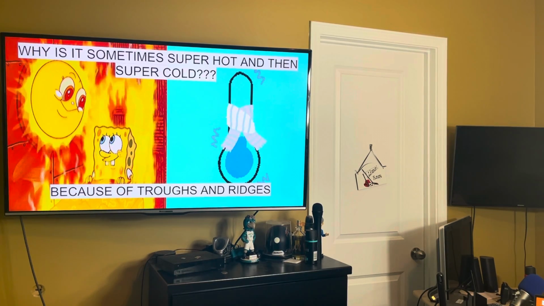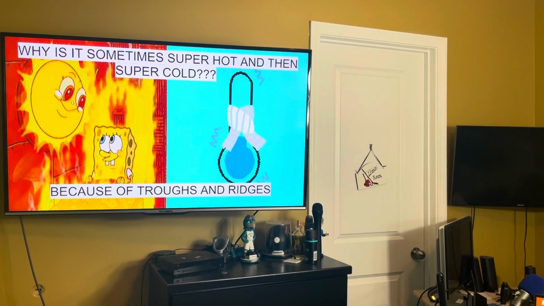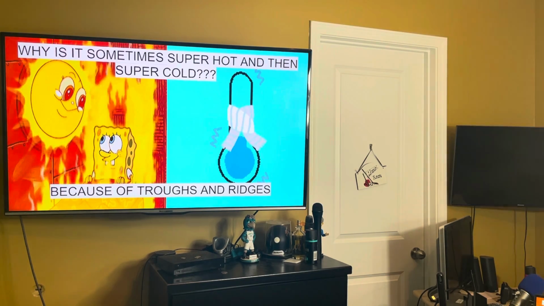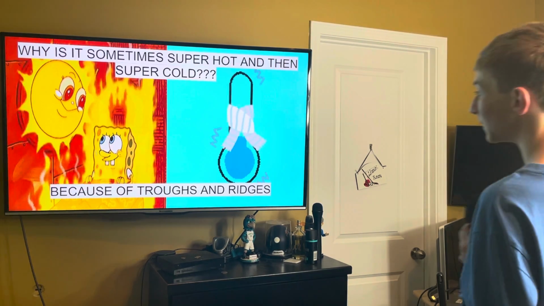Have you ever wondered why it has gone from being super hot one day to super cold the next day? Well, it all has to do with these things called troughs and ridges. What is a trough and what is a ridge, you might ask? Well, I'm about to teach you.